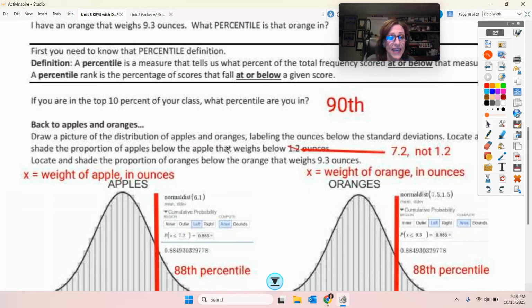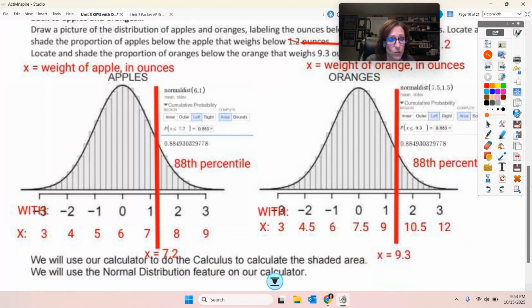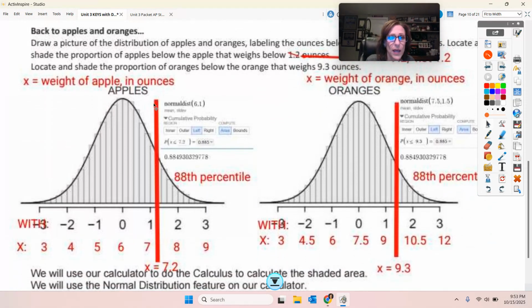All right, so if we want to compare this, first of all, one of the things we will do, of course, is define the context. So on the left, X is the weight of the apple in ounces, and on the right, X is the weight of the orange in ounces. So the question was, what percentile is our 7.2 ounce apple in and our 9.3 ounce orange? Well, you can see here I have the standardized scores. Those are the z-scores, but look below. These are the context values with the mean of 6 and a standard deviation of 1. Okay, and then there's where 7.2 falls.